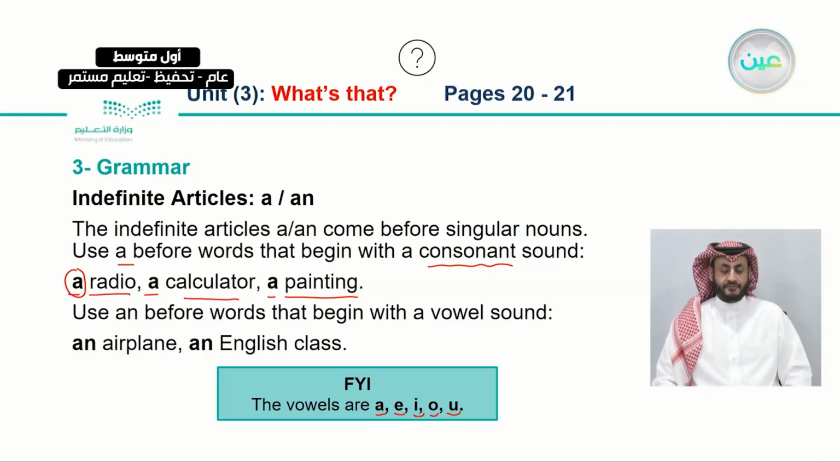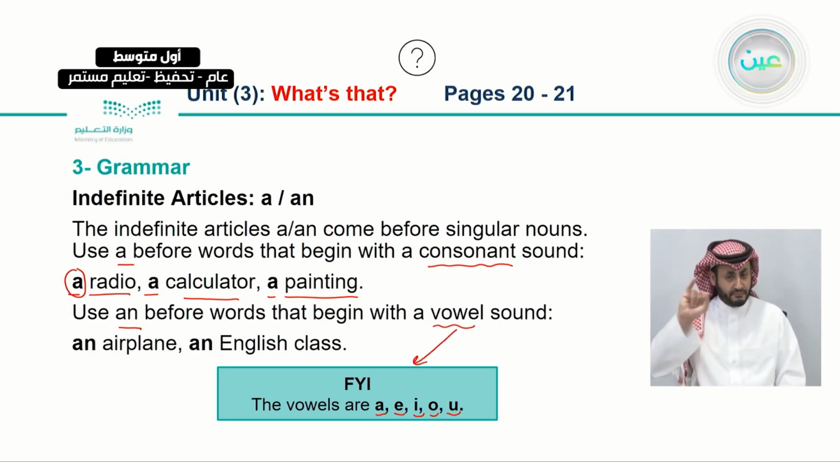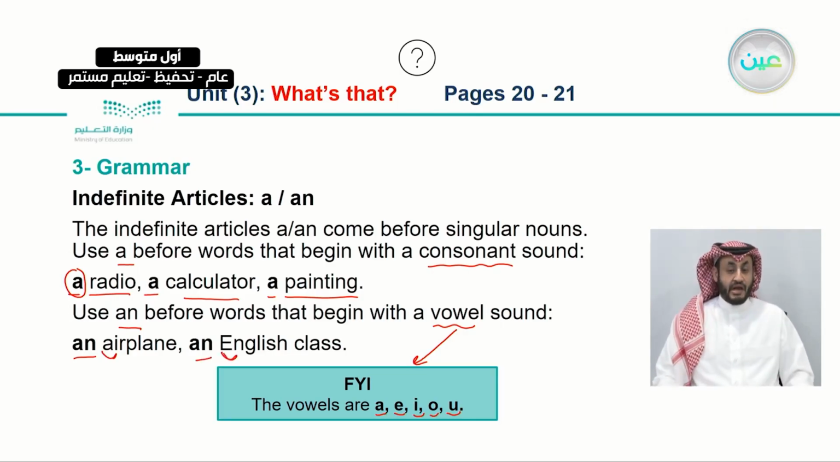Use an before words that begin with a vowel sound. An airplane, an English class. Did you see the difference?